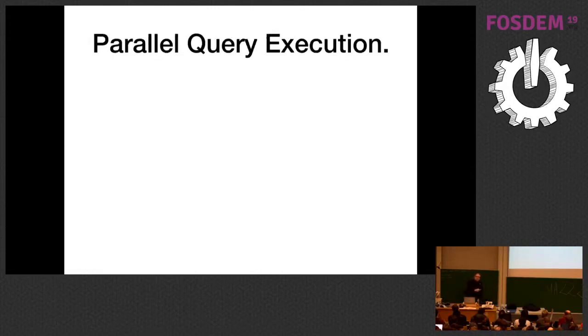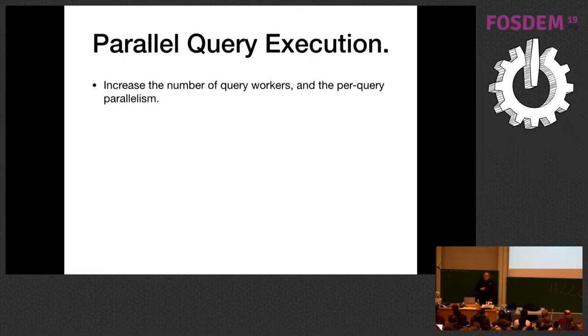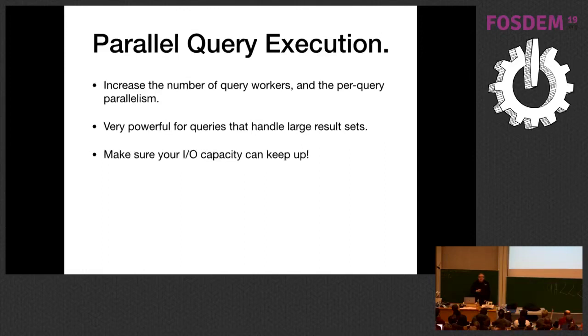If you're not using query parallel execution now, this is a good time to turn it on. Bump up the number of query workers and the per query parallelism. If you're handling a large result set that's doing large sequential scans and similar things, this can be really, really powerful. You can get a lot of benefit out of it. Just make sure the I/O capacity can keep up, because you're going to have multiple jobs, all of them doing a lot of I/O.